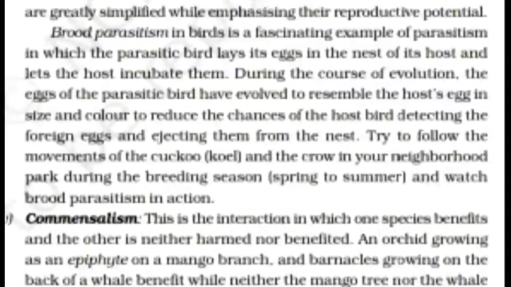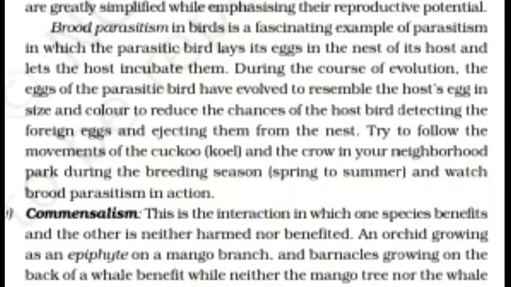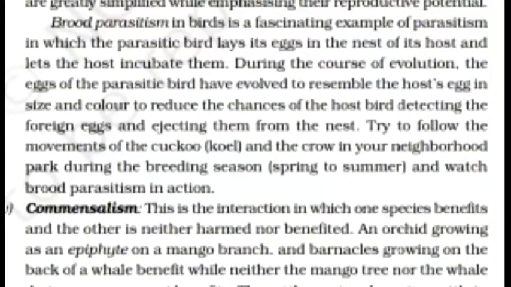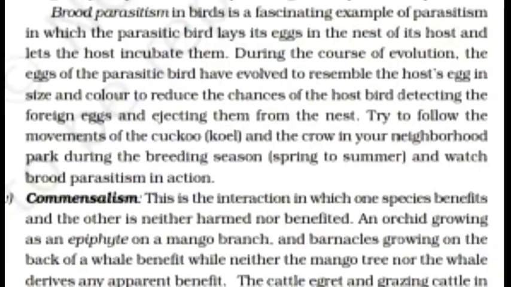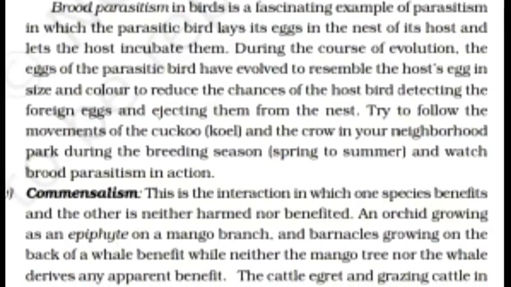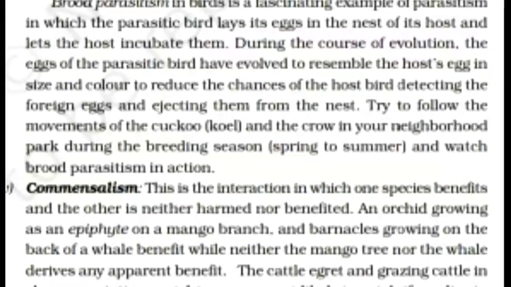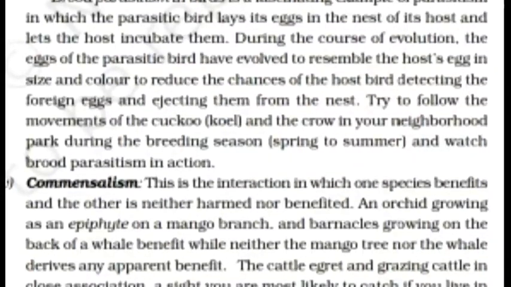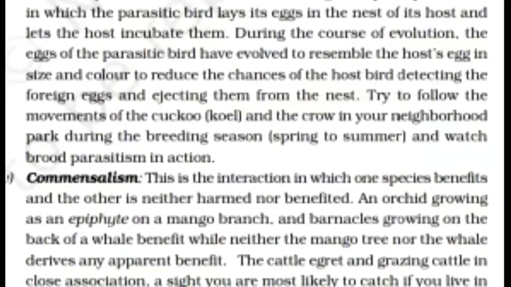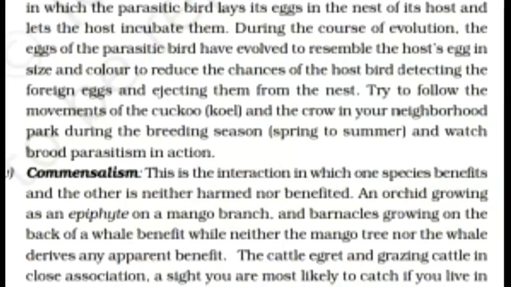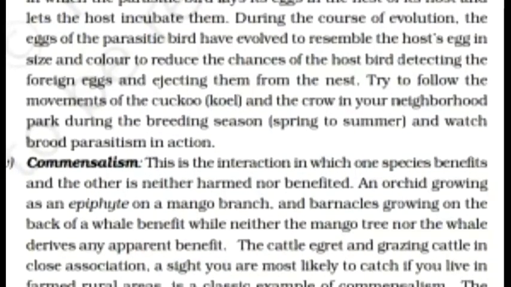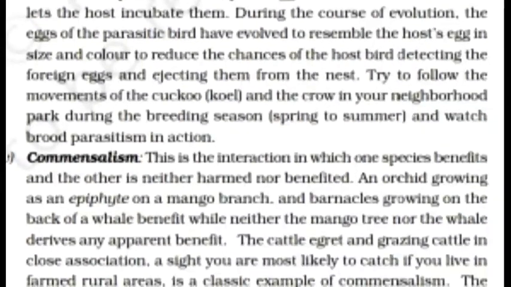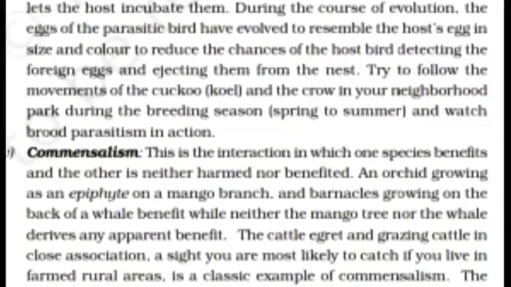For commensalism, this is the interaction in which one species benefits and the other is neither harmed nor benefited. An orchid growing as an epiphyte on a mango branch and barnacles growing on the back of a whale benefit, while neither the mango tree nor the whale derives any apparent benefit.